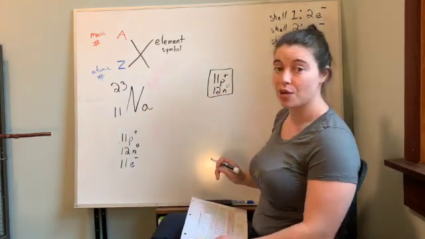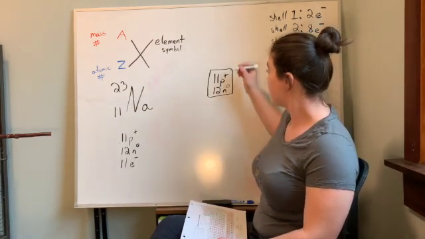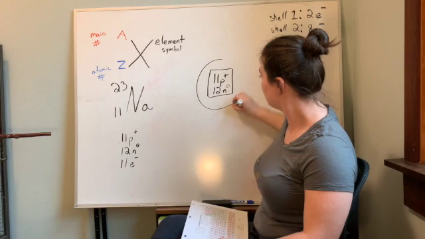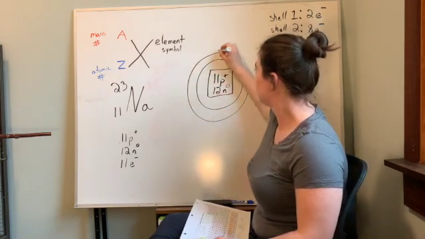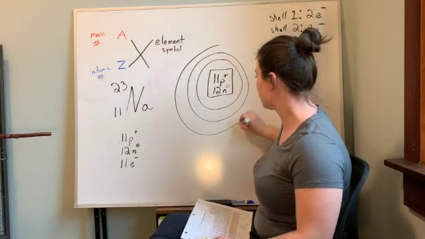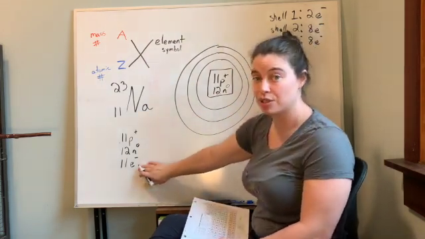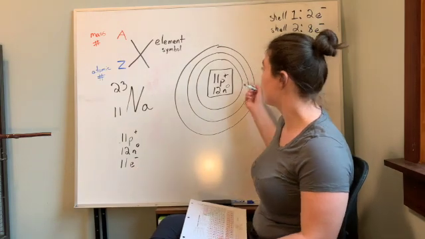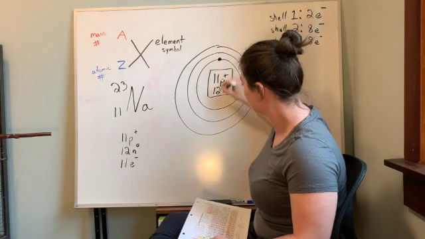Now, looking at sodium, it is in the 3rd row of the periodic table. So that means it is going to have 1, 2, 3 electron shells, because it is in the 3rd row. We have 11 electrons total to work with. So first shell, that's easy, we've done that before. We're going to go 1, 2.